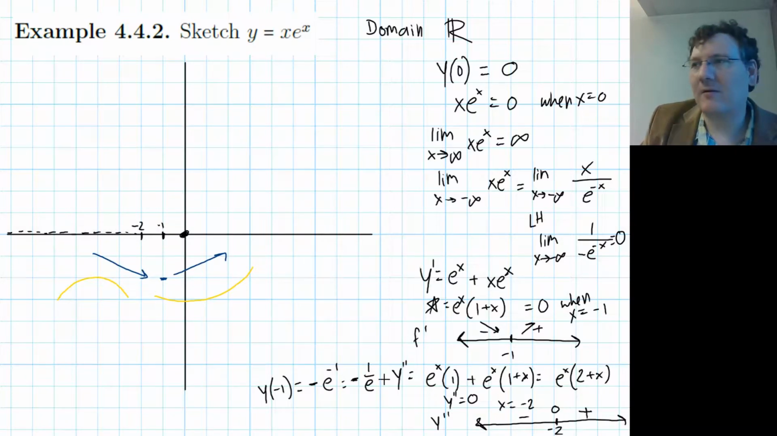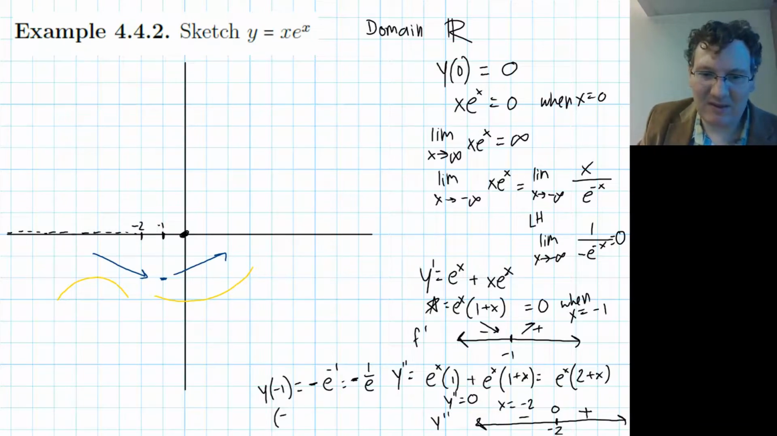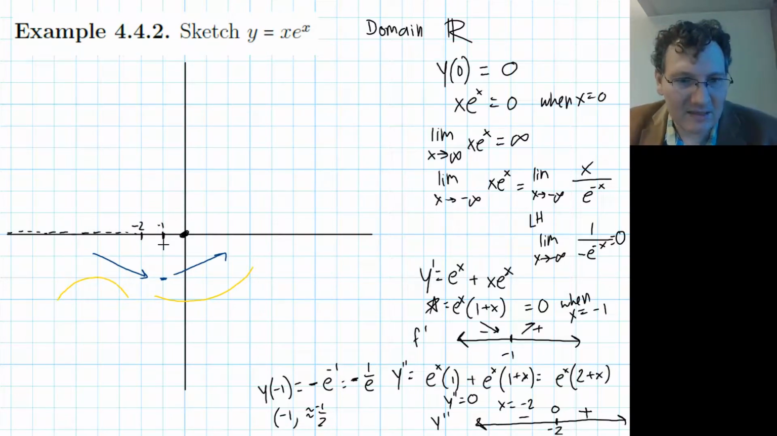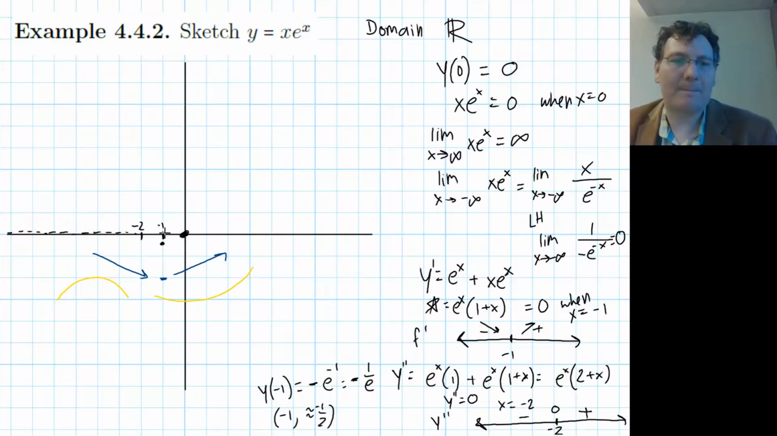Roughly, e is about 2. It's about a half, roughly. So that means I'm going to plot the point -1 comma about a half, about -1/2, roughly. So I'm going to put that point right here. It's actually a little bit less than a half. So right around here. Okay.